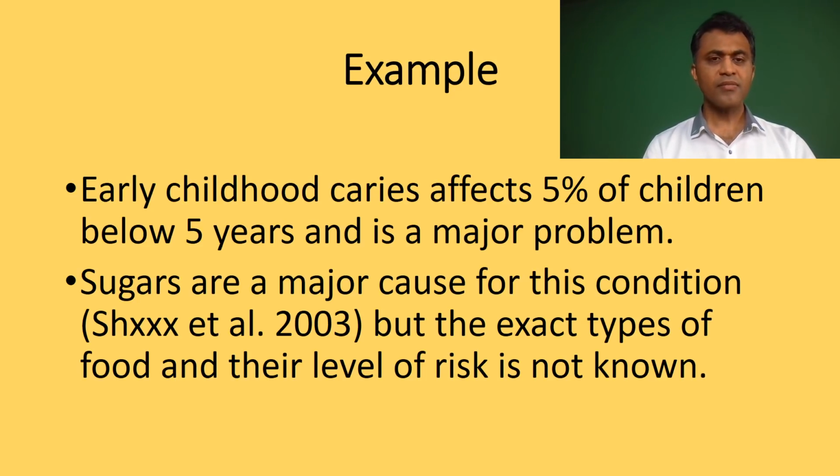Example. Early childhood caries affects 5% of children below 5 years and is a major problem. Sugars are a major cause of this condition, according to a reference by Shix et al. 2003. But the exact types of food and the levels of risk are not known. Now, I have given an introduction into how a problem can be.